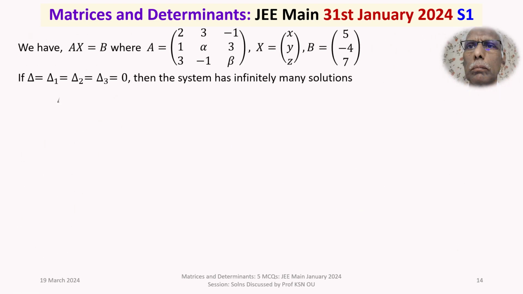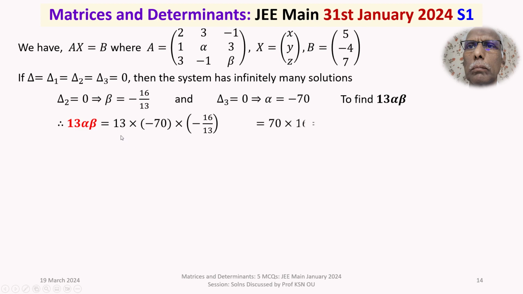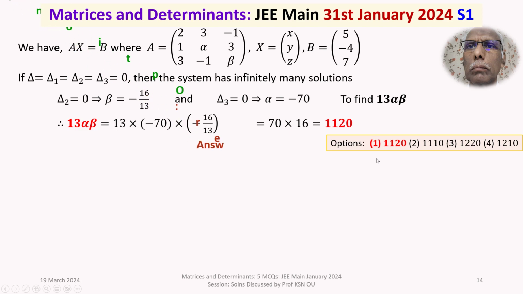Right. And we got alpha value minus 70, beta value minus 16 by 13. We wanted to find 13 alpha beta. 13 alpha beta is equal to 13 times alpha value minus 70 multiplied by beta value minus 16 by 13, and simplifying you will get 1120. Let's look at our options, and that answer 1120 appears against option 1. Therefore the answer to this question is option 1.